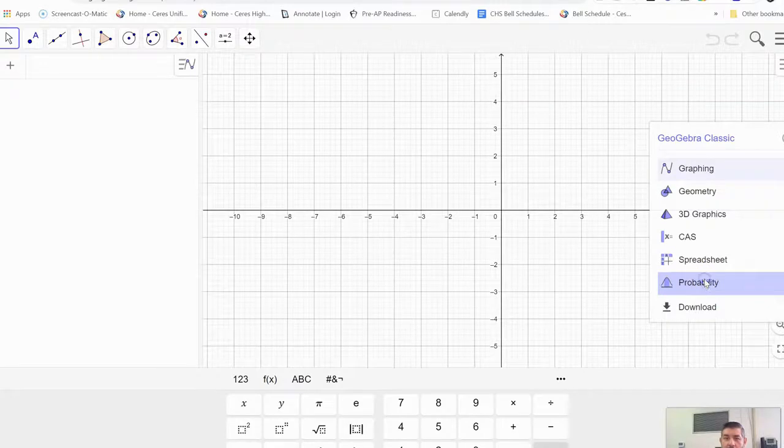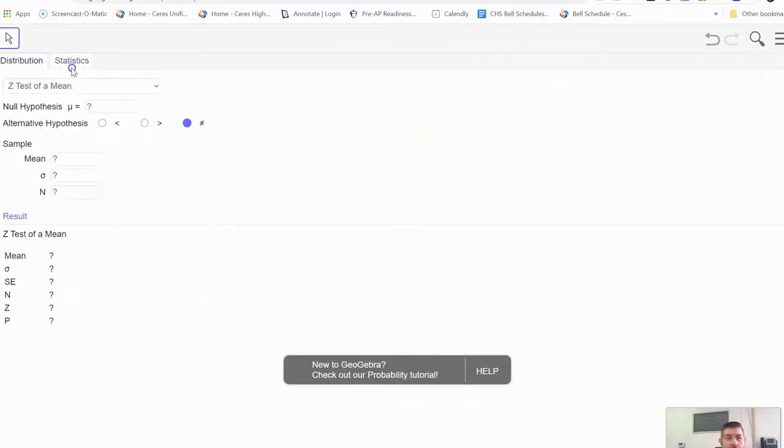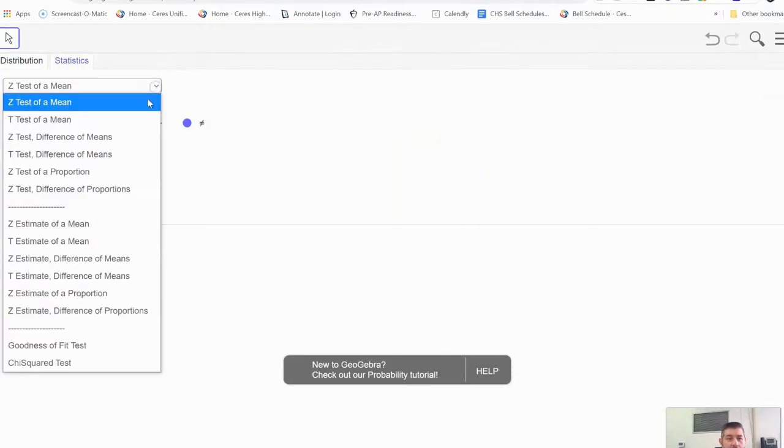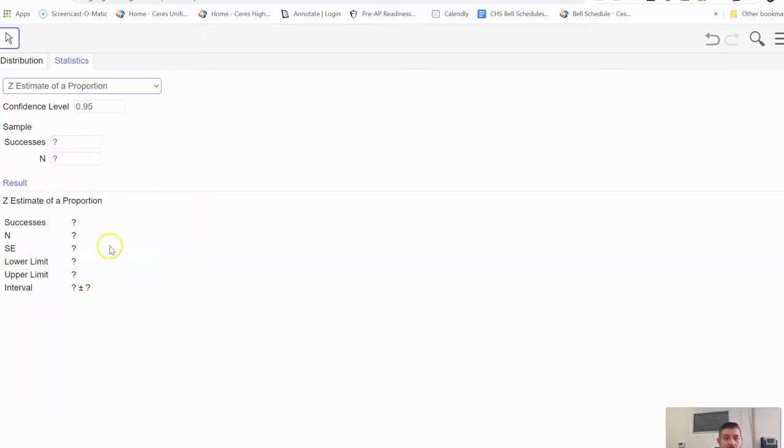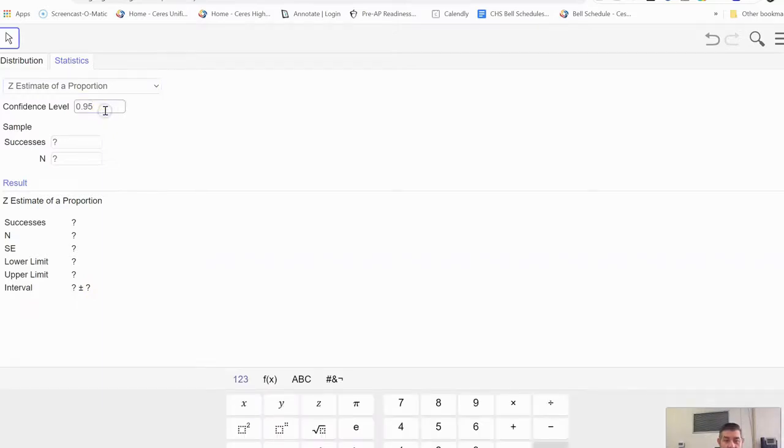We're going to go to Probability, Statistics, and we want the Z estimate of a proportion. Okay, that's what we're dealing with, proportion. All right, perfect. I believe we said a 90% confidence interval, so I'm going to change the confidence level to 90%. My successes, we said, was 38 out of 250.